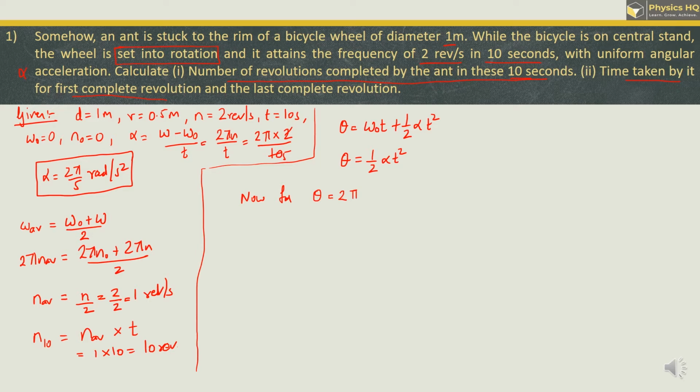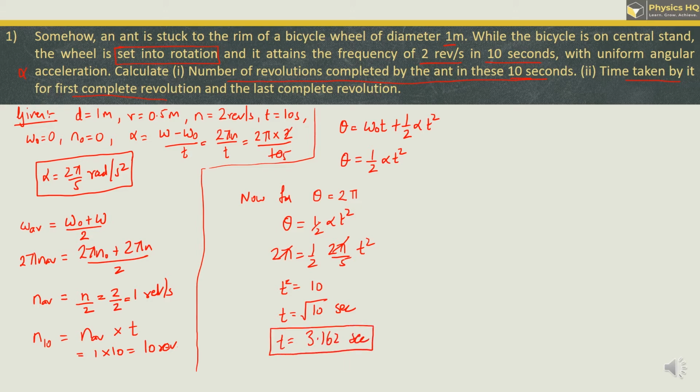So let us put it here. We get theta equal to 1 by 2 alpha t square. We put theta as 2 pi, so 2 pi is equal to 1 by 2, alpha's value we got as 2 pi by 5, into t square. We cancel out 2 pi and 2 pi. What is left is t square equal to 2 into 5, which is 10. So we can calculate t as root 10 seconds. Now you can calculate the root of 10 by using the logbook. You will get t equal to 3.162 seconds.